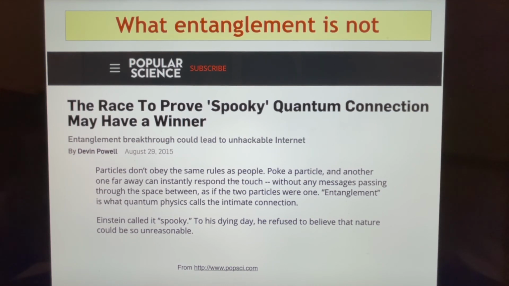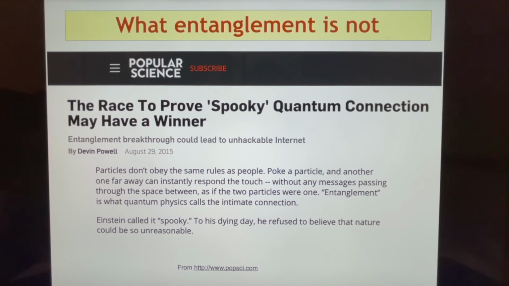Now, I'm going to take issue with this notion common in popular science of instantly responding to the touch. Certainly, that is not entanglement. When I teach quantum theory too, I do discuss how this notion is actually inconsistent with quantum mechanics, but it's also incompatible with relativity. Because of the course we're in, we're going to talk about the incompatibility with relativity. But first of all, let's understand a little bit better what entanglement really is.